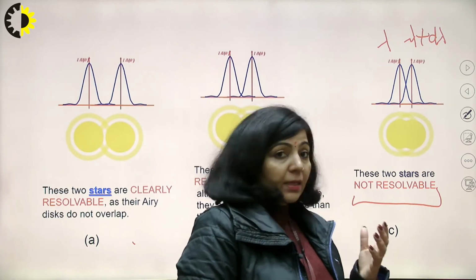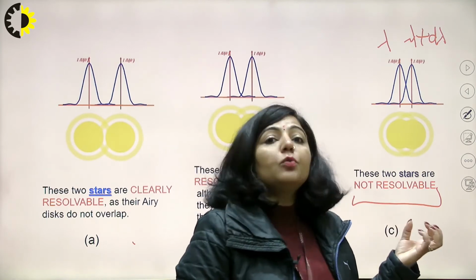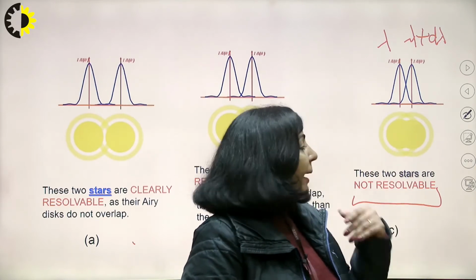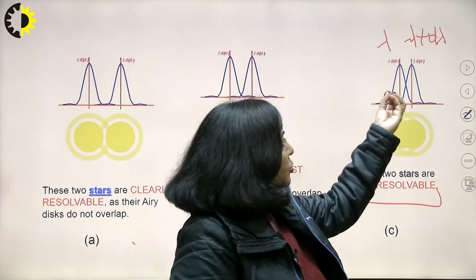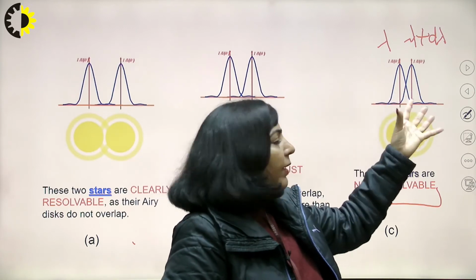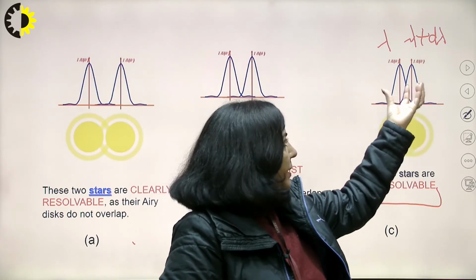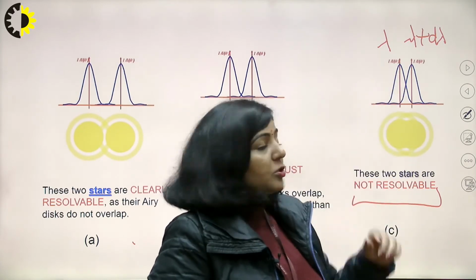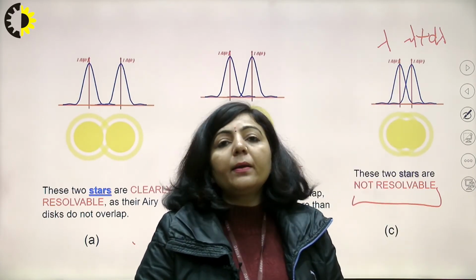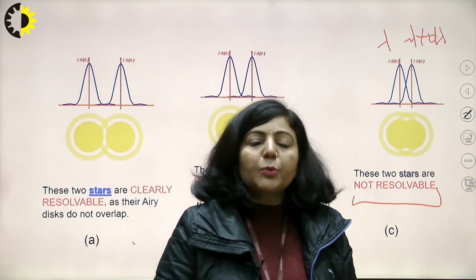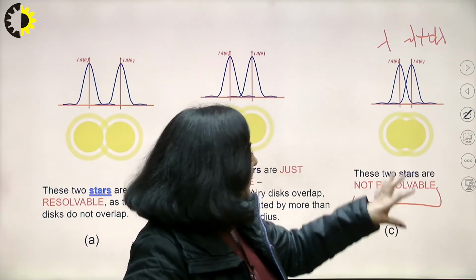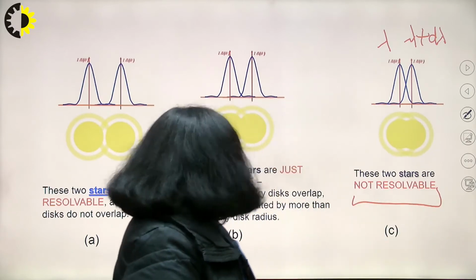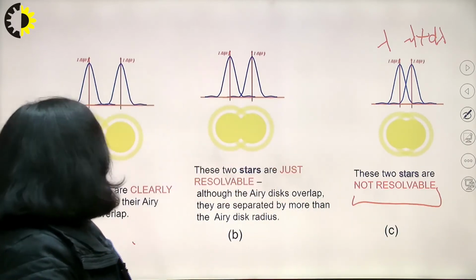You cannot make out that there are two stars because of which you are getting this type of a pattern here. So when these two overlap, when they are not resolvable, then these two peaks or the spectrum due to these two sources will overlap and they will appear like they are coming from a single source, from a single star. So this is the case when the stars are not resolvable. Now the second one, this is the second case.